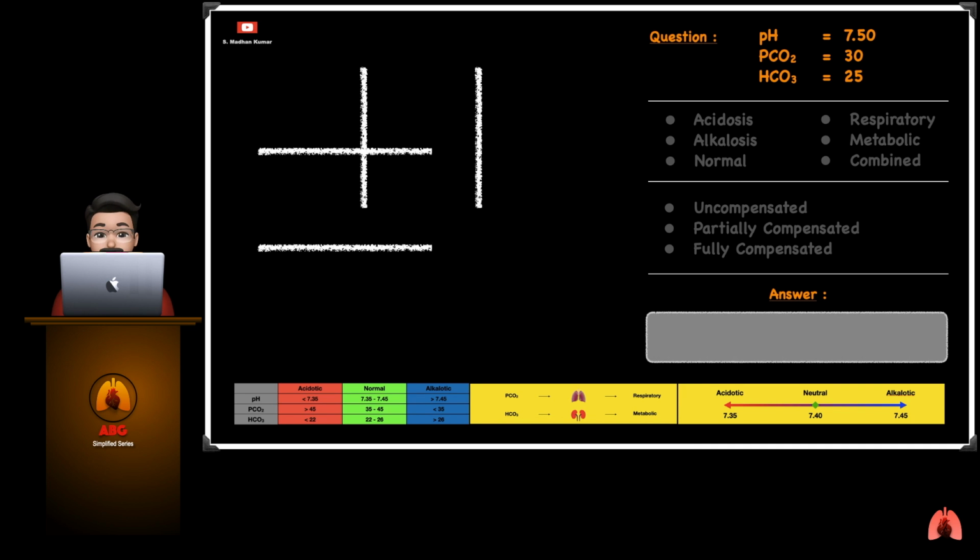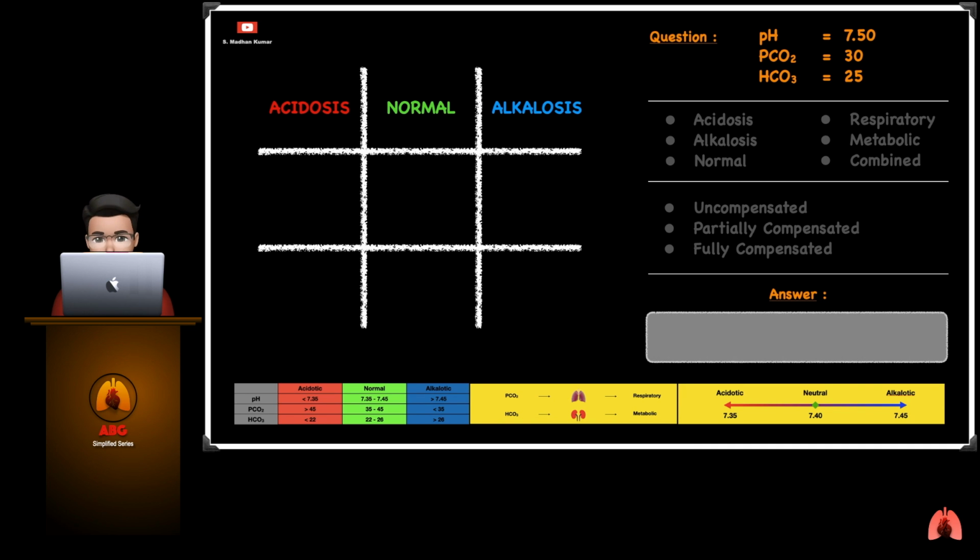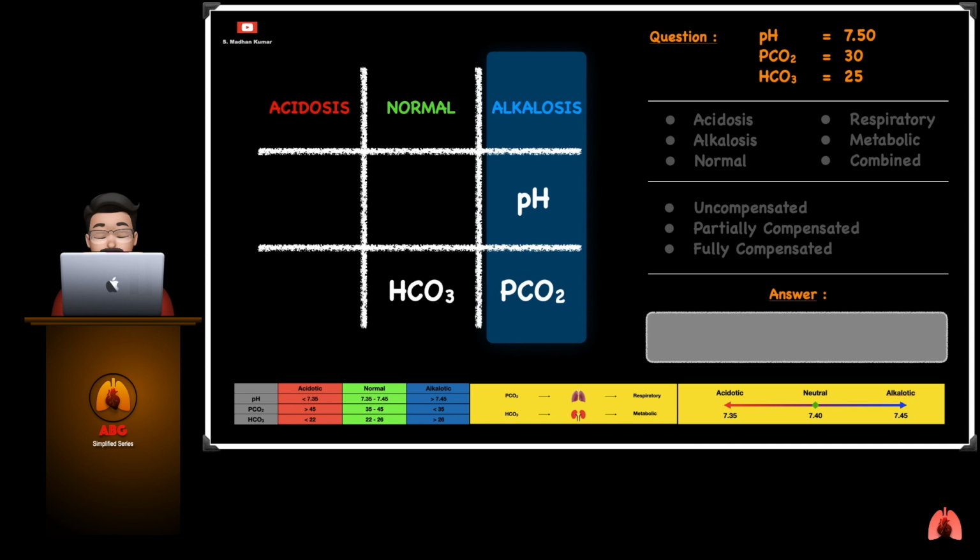Let us see one more example. Here, pH is 7.50, which is alkalotic when we compare with the table. So mark the pH under alkalosis column. PCO2 is 30, which is also alkalotic, so mark it under the alkalosis column. HCO3 is 25, which is in the normal range, so mark it under the normal column. Here HCO3 is normal and the other two values are abnormal, so the final interpretation will be uncompensated respiratory alkalosis.